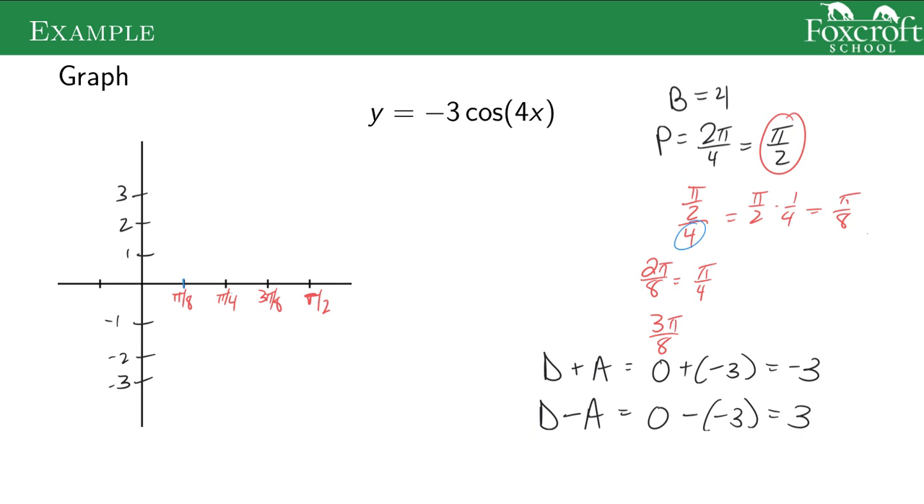Oops, these are negative values. Let's just think about what the normal cosine graph would look like.